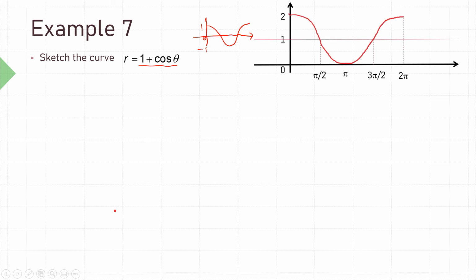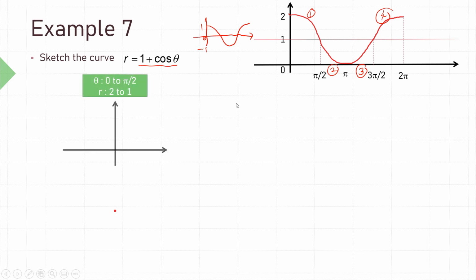Alright, to sketch this curve, we can divide into several parts, where the first part is from 0 to pi over 2, the second part from pi over 2 to pi, the third part from pi to 3 pi over 2, and finally the fourth part from 3 pi over 2 until 2 pi. So let's focus from 0 until pi over 2. When theta is 0, r is 2, and when theta is pi over 2, r should be 1. So it is from 2 to 1.